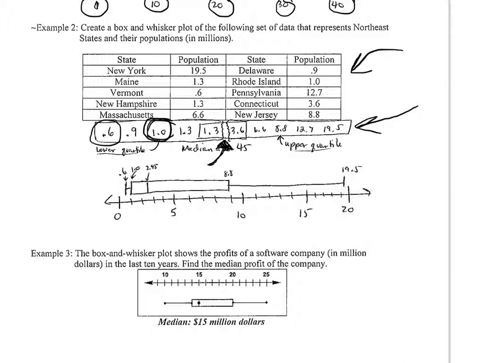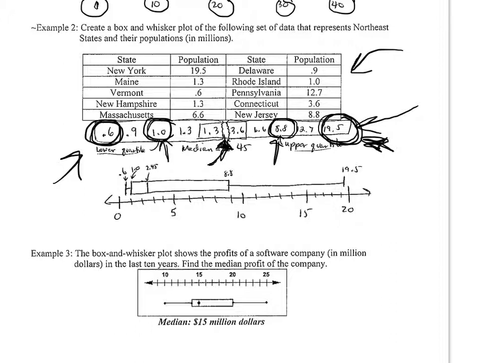This is my minimum, 0.6, smallest one. My upper quartile, 8.8. And my maximum number. So I have 5 data points: minimum, first quartile, median, upper quartile, maximum. 5 numbers you need to make this plot.